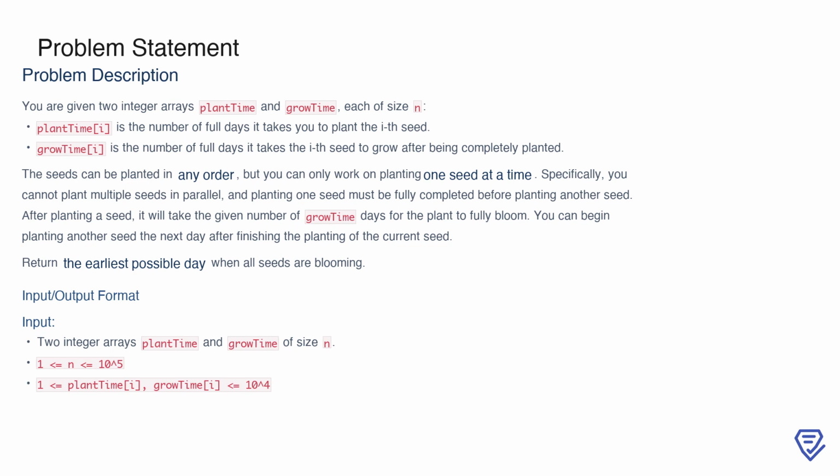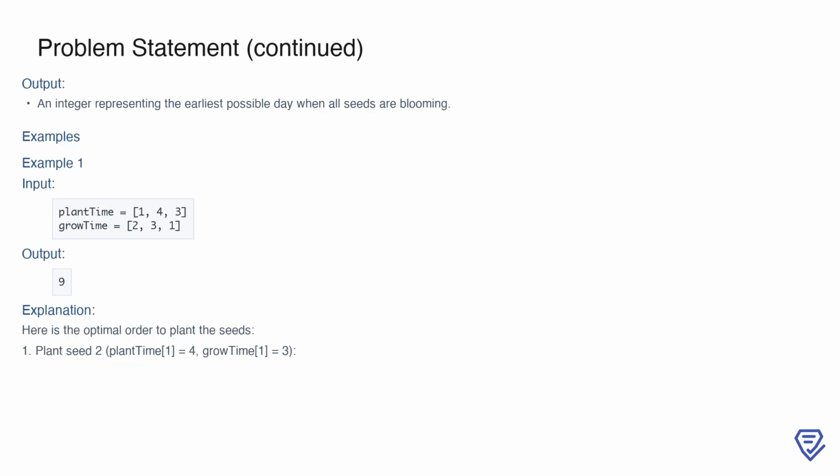Seeds can be planted in any order, but you can only plant one seed at a time. This means you must finish planting one seed completely before moving on to the next. Furthermore, after finishing the planting of a seed, it will take the specified number of growTime days for that seed to bloom. Your goal is to return the earliest day on which all seeds will be blooming, considering the constraints of planting order and the rules for growth time. The output is a single integer that represents the earliest possible day when all seeds are blooming.